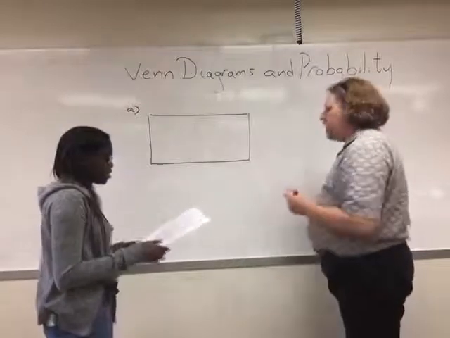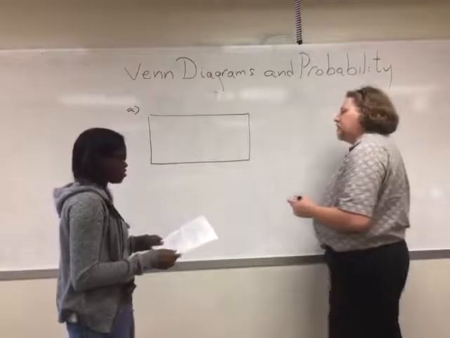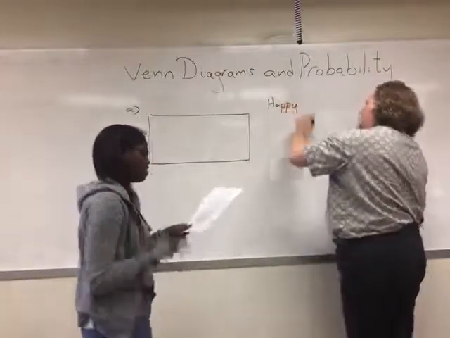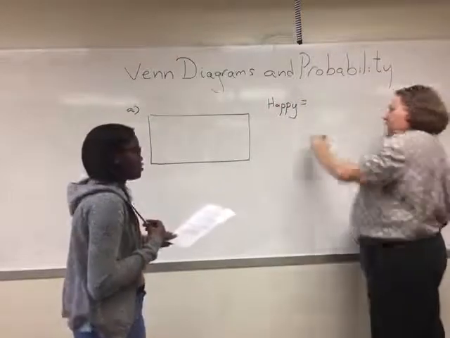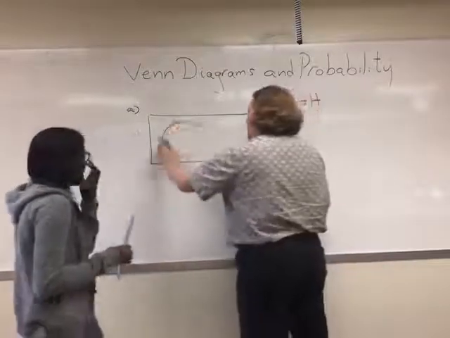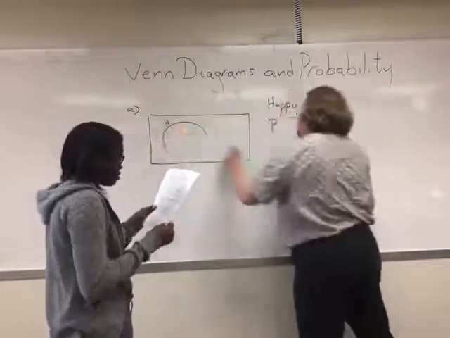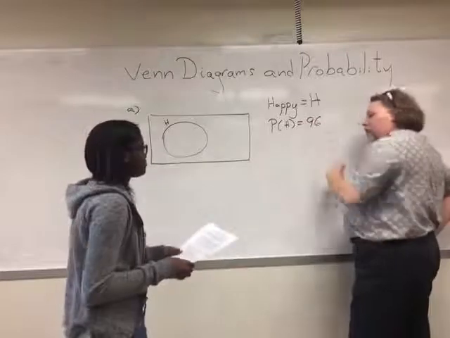Okay, so let's start at the beginning. What are the two events that are going on in this story? The chance that it's just a happy day. Okay, so we have happy day. What letter do you want to use to represent happy day? H. Yeah. Let's not make it too tricky for ourselves. And according to the story, what is the probability that you are having a happy day? 0.96. You are a happy person.